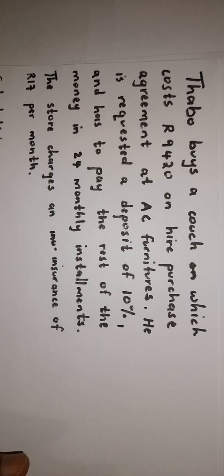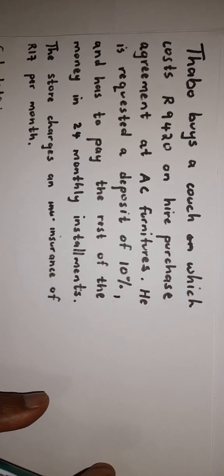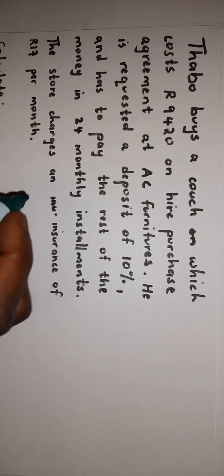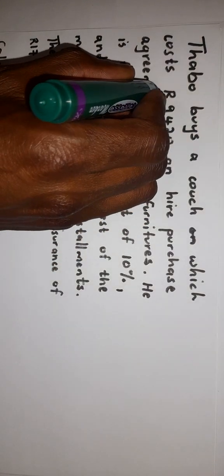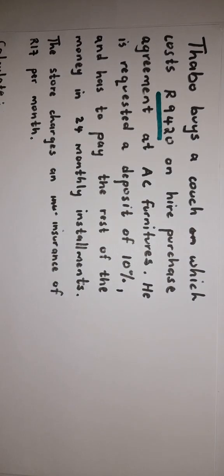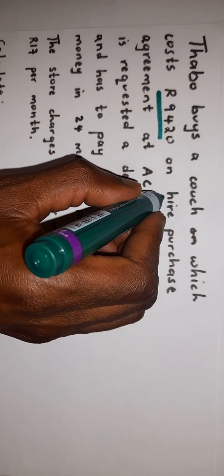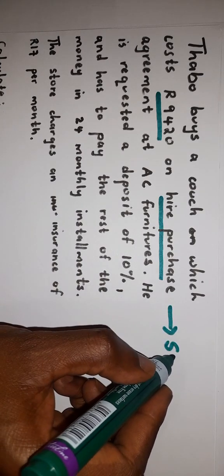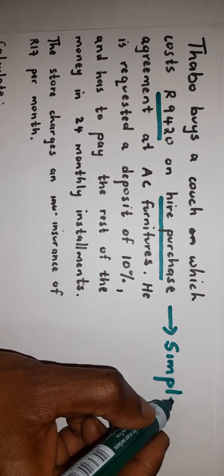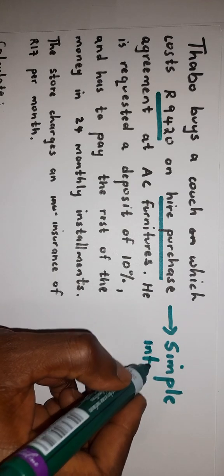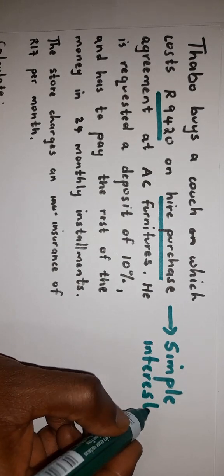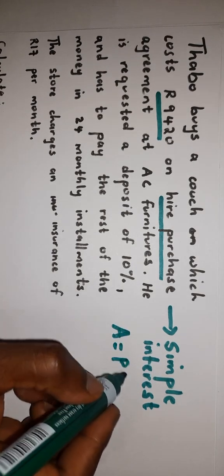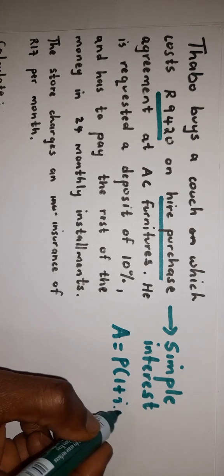Every time you begin with such a problem, identify your information. We don't care about who buys it, but we are interested in the amount he is buying. So the cost price of the couch is 9,420 on a hire purchase agreement. This simply means we need to assume simple interest, so we are going to use the simple interest formula, A = P(1 + i × n).